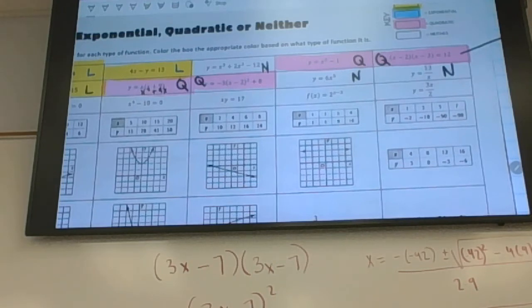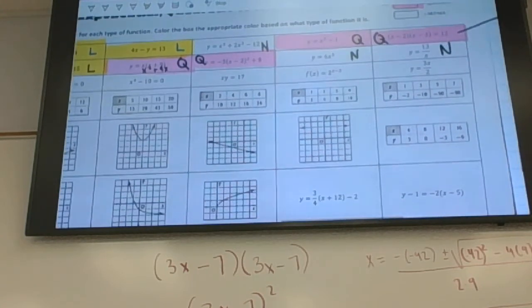I think this last one's probably the hardest one of all the ones we've done so far. If x is in the denominator, we talked about how x can't be in denominators for the definition of a polynomial. So that's not a polynomial. That's a neither.